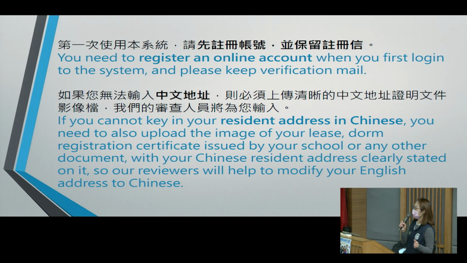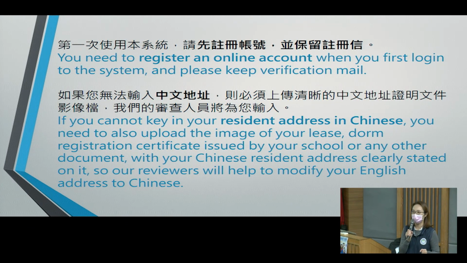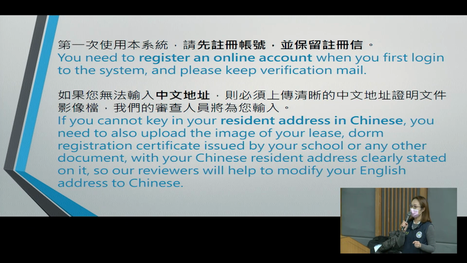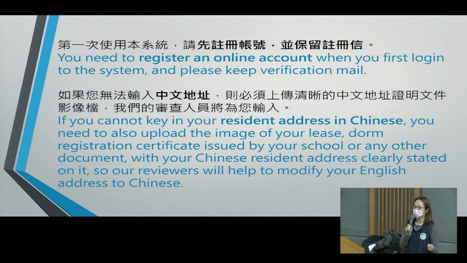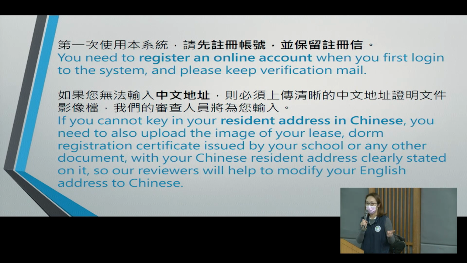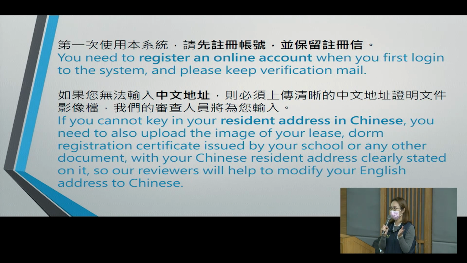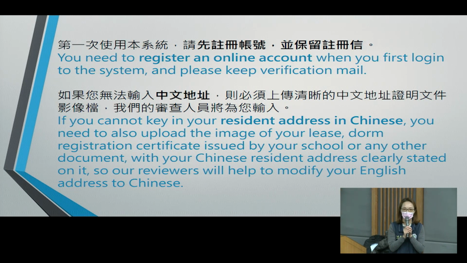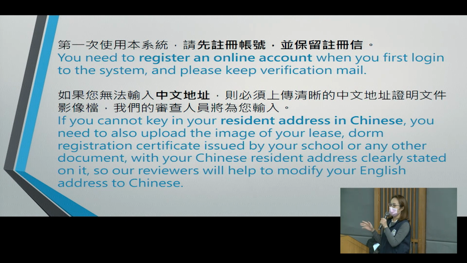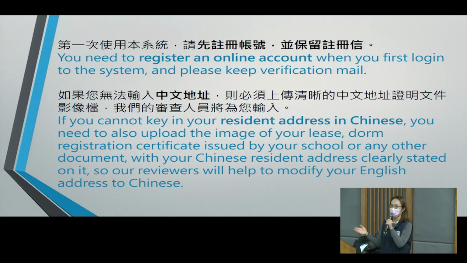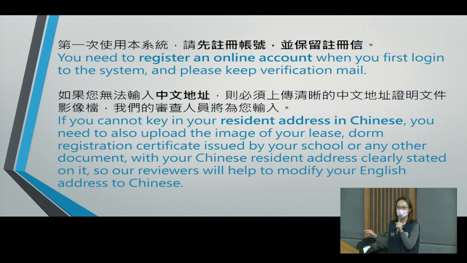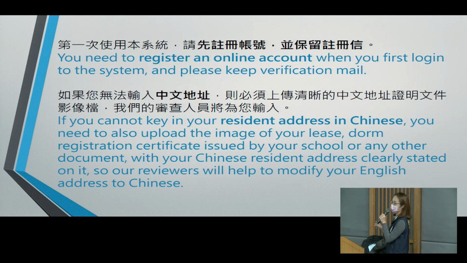When you first log into the system, please do remember that you need to create an online account. And when you create an online account, keep your verification mail, because that will help you to remember your account name. And the other thing is that we need you to put your resident address in Chinese. But if you cannot do that, you can ask your friend or your schoolmate to do that for you. But if you still cannot do that, please do attach your lease, or you can print it out and attach it to your application, so that our inspectors can see the address in Chinese, and they can change it for you if you really cannot type in Chinese.